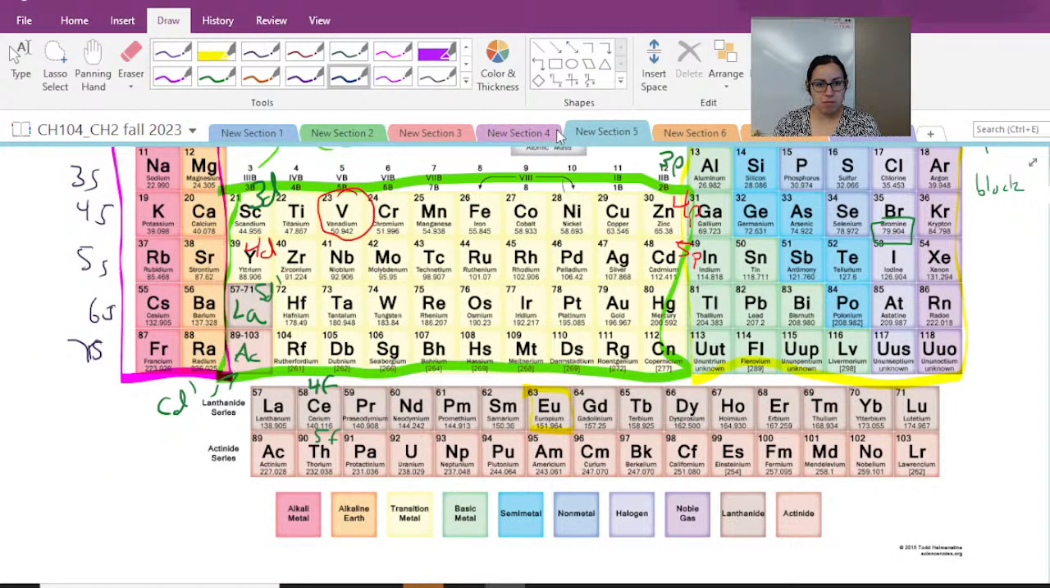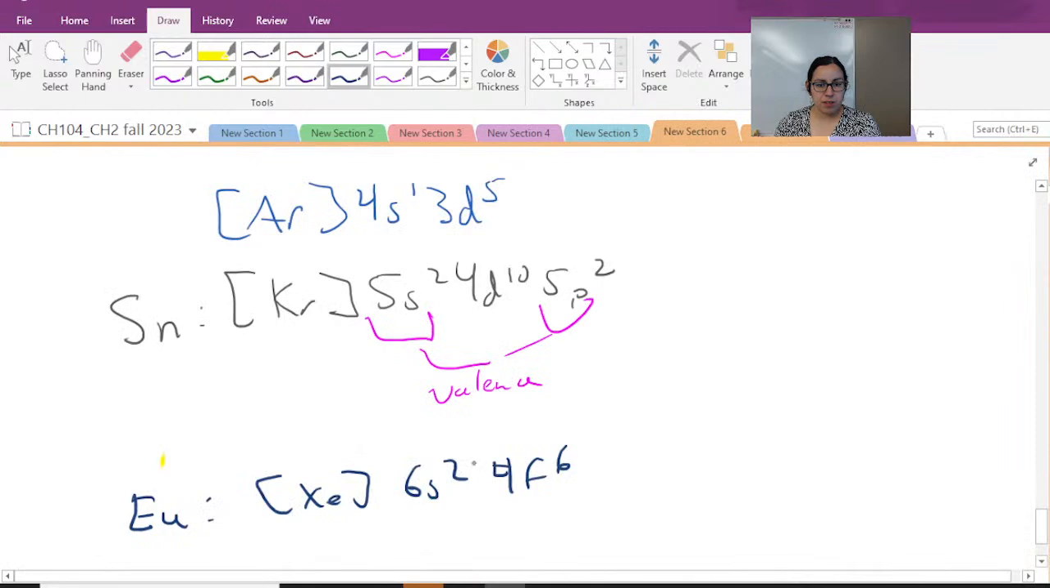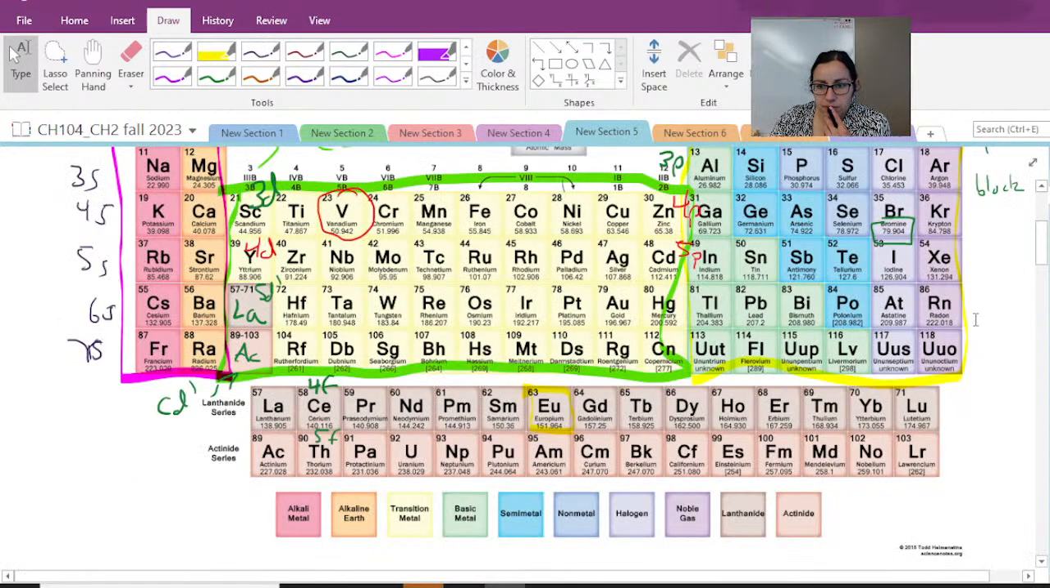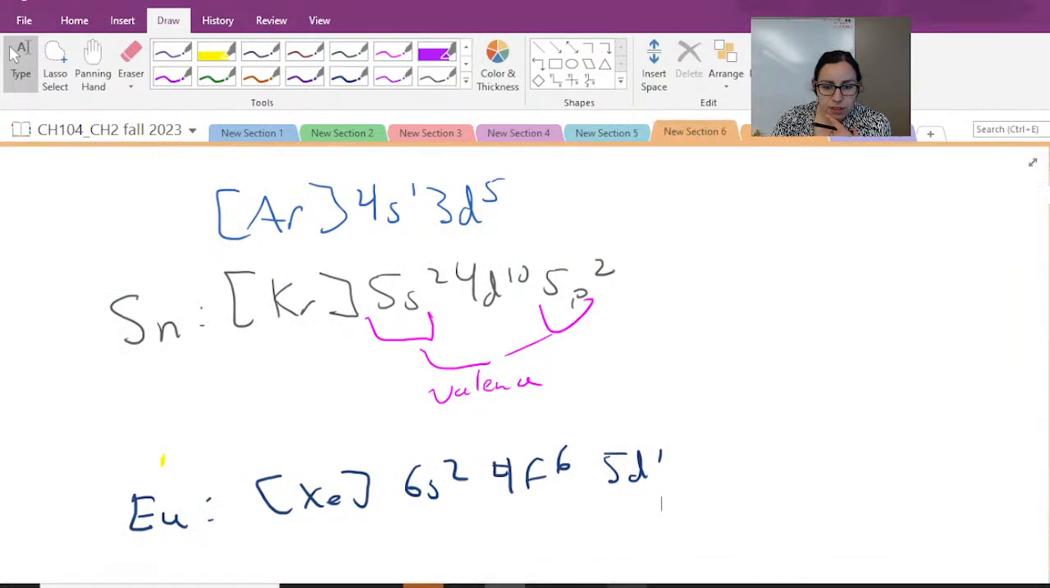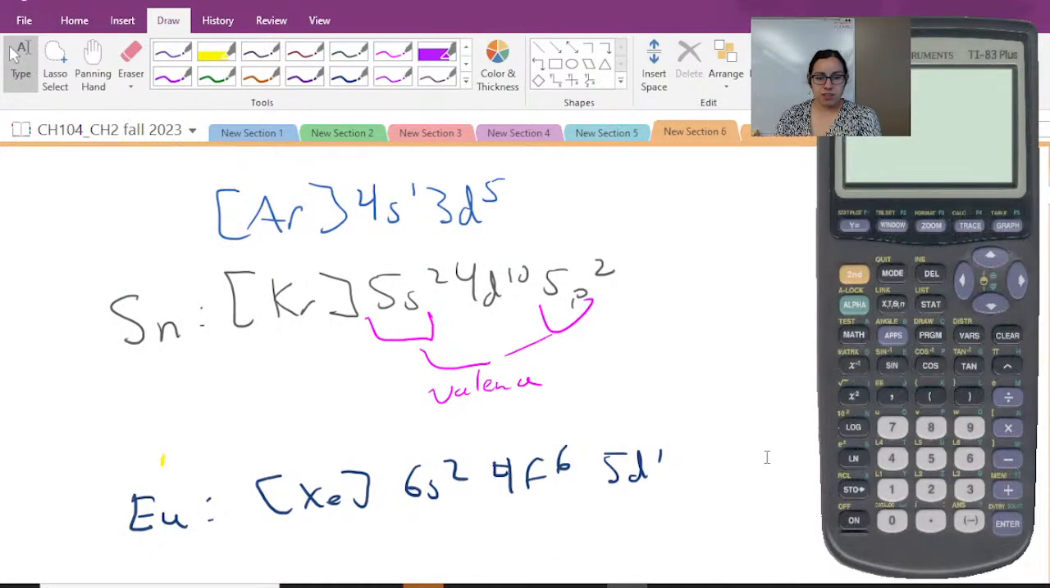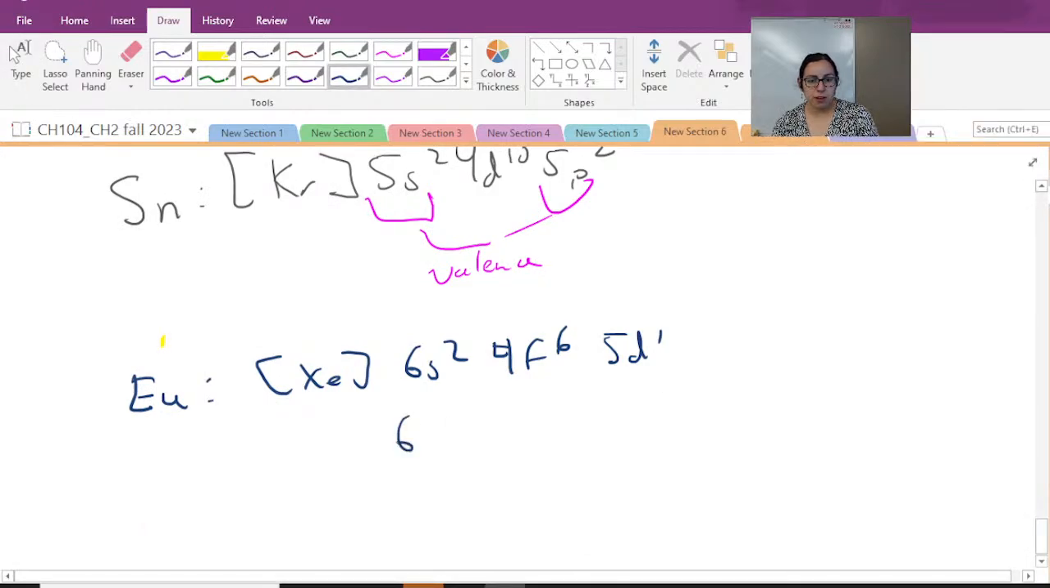And is anything missing? Because you did 6s2, but then what about your 5d? Because 1, 2, 3, 4, 5, 6. And so this is where things get weird. So I think we skipped 5d1, right? And so that's why it's always good to double check. So let's double check. So xenon. Well, it probably should have been written, if we're going in order, 6s2, 5d1, 4f6, right?